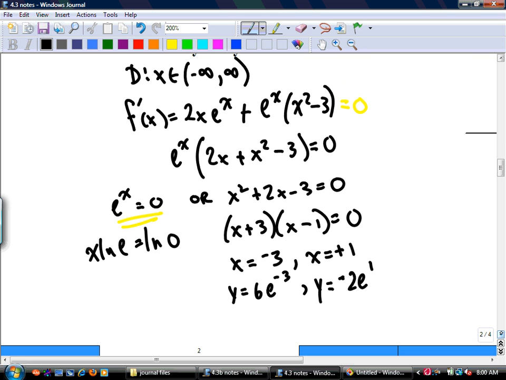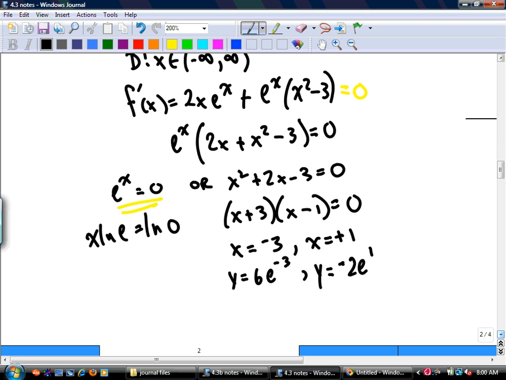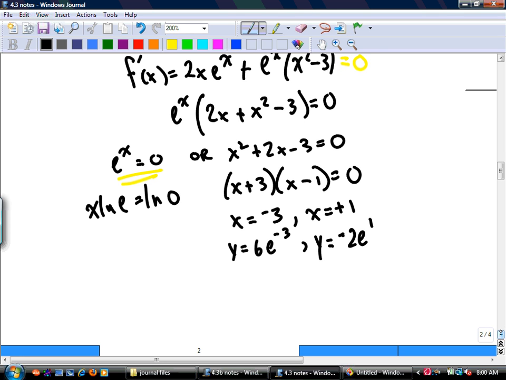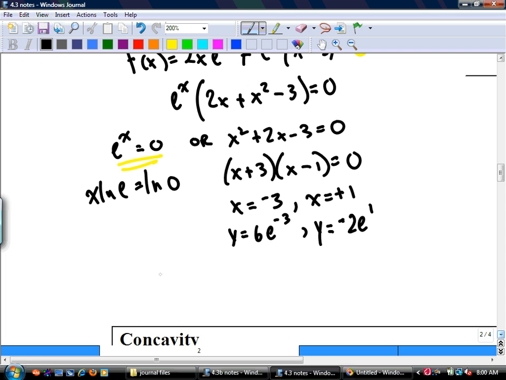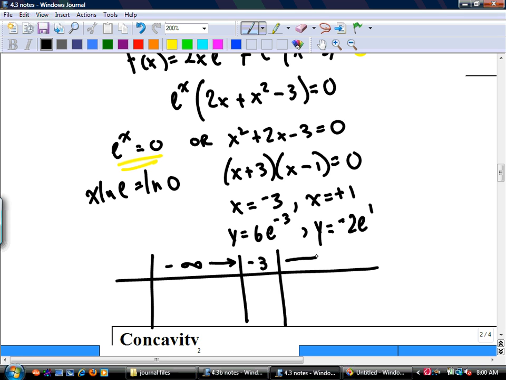Okay, so we got our y values. Well, everybody knows where 6 divided by e cubed is. Like, come on. No? Oh. Okay, so we're going to go from -infinity to the first critical point, -3. To the next critical point, +1. To the next critical point, positive infinity. F prime of x. F of x.